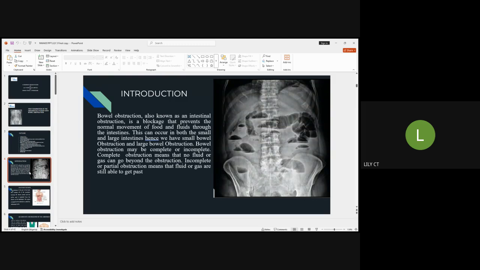So bowel obstruction is also known as intestinal obstruction, and it's a blockage that prevents the normal movement of food and fluid through the intestine. It can occur in either the small bowel or the large bowel. Hence, we have small bowel obstruction and large bowel obstruction. Bowel obstruction may be complete or incomplete. Complete obstruction means that no fluid or gas can go beyond the obstruction, while incomplete or partial obstruction means that fluid or gas still flow in.